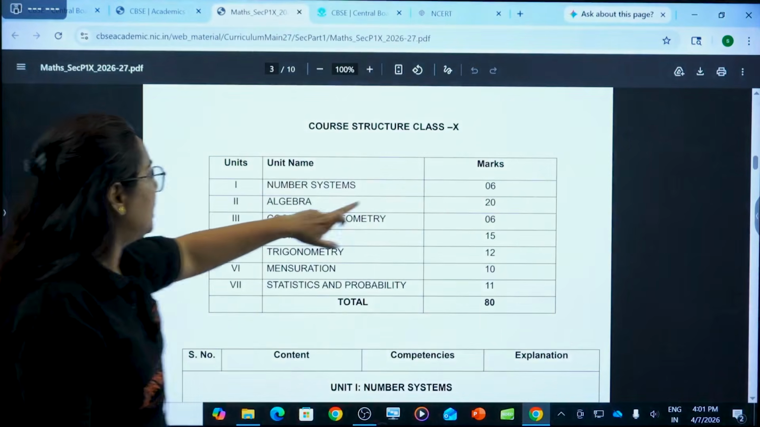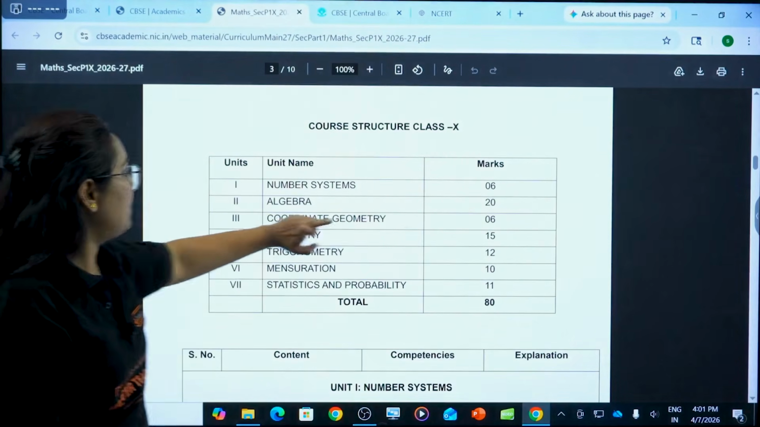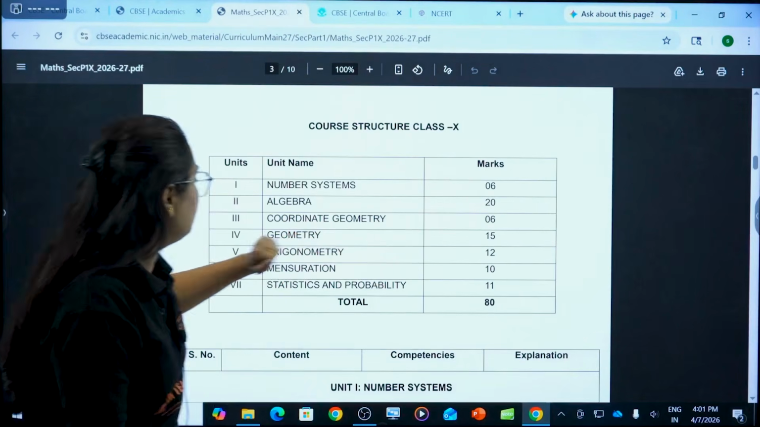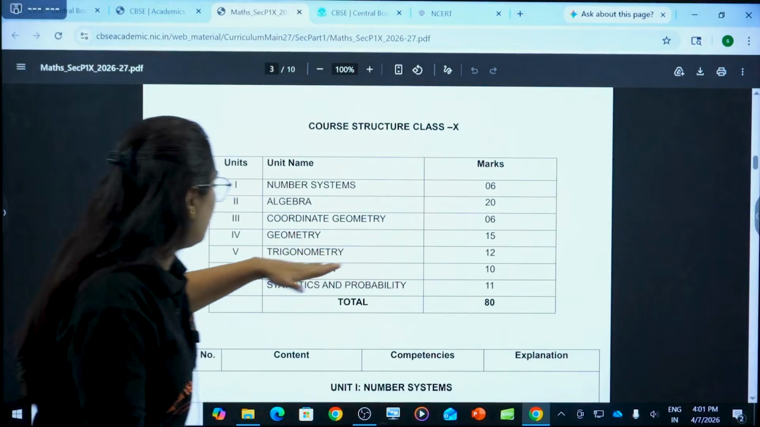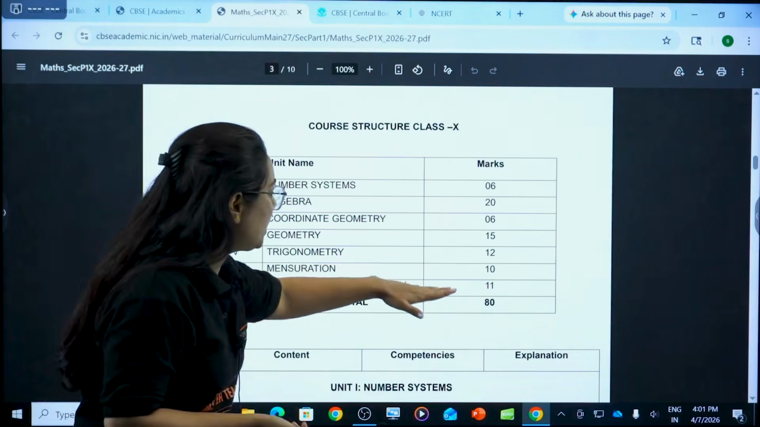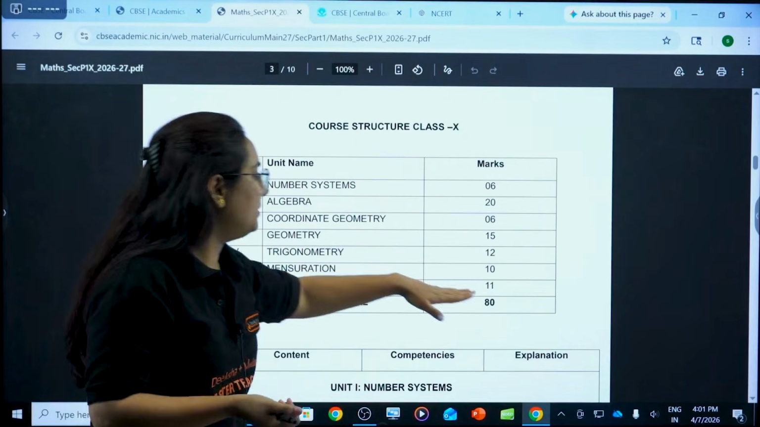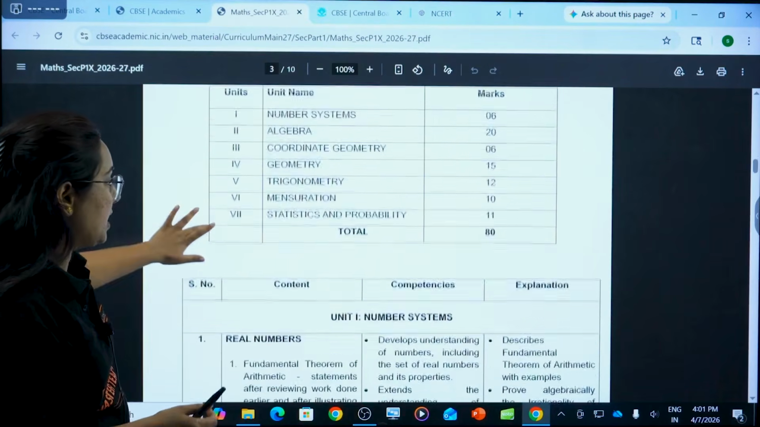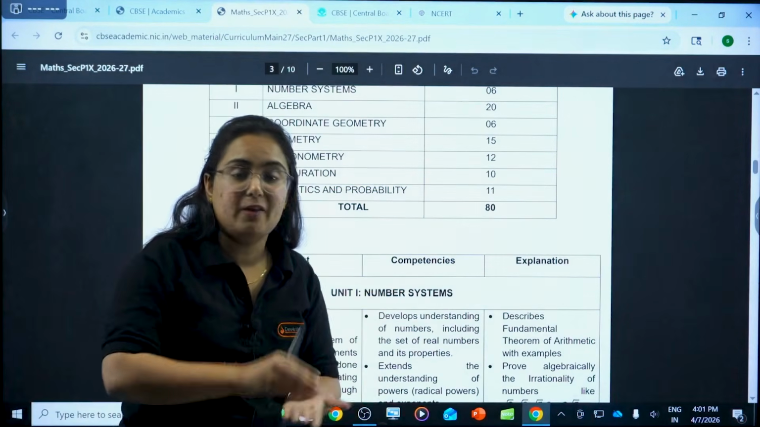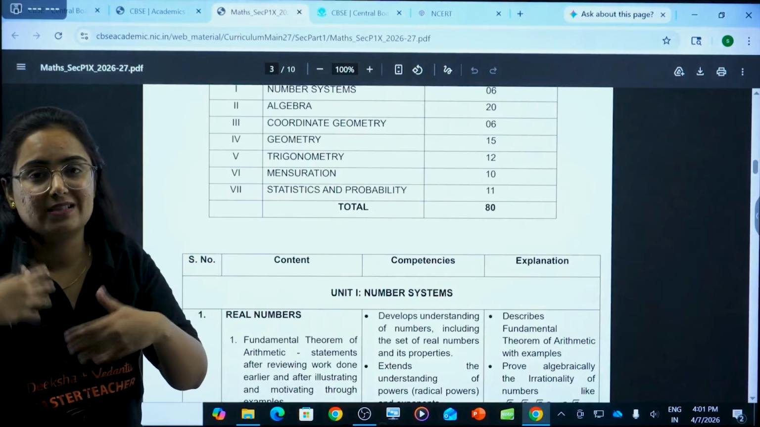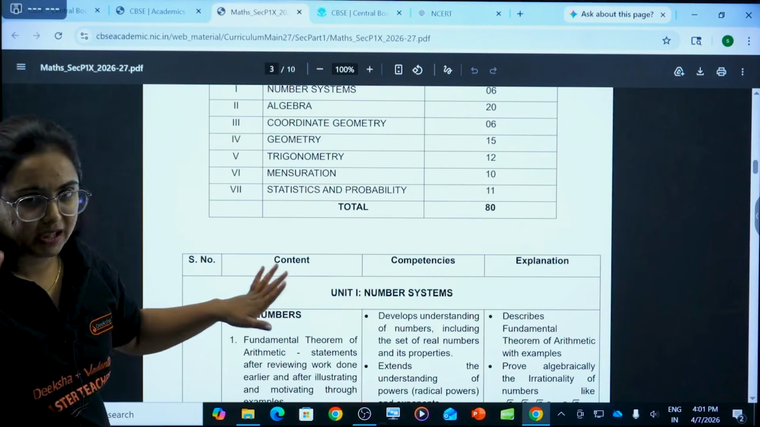So from the chapters: number system 6 marks, algebra 20 marks, coordinate geometry 6 marks, geometry 15 marks, trigonometry 12 marks. Okay, this is the portion and it consists of chapters. Mensuration 10 marks, statistics and probability 11 marks, and this is how the paper comes for 80 marks. So in the starting, we should be aware about how many marks the portions of maths contain. Okay, clear with this?